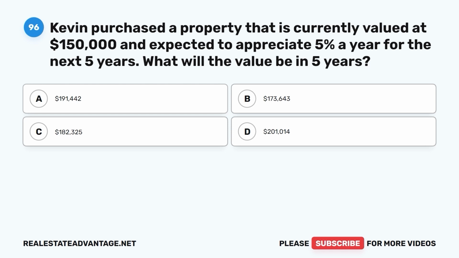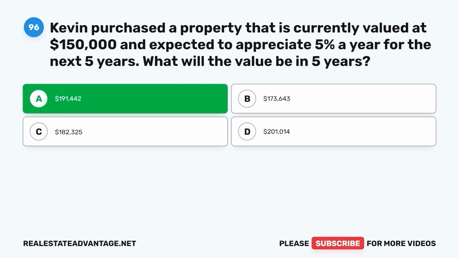Question 96. Kevin purchased a property that is currently valued at $150,000 and expected to appreciate 5% a year for the next 5 years. What will the value be in 5 years? A. $191,442. B. $173,643. C. $182,325. D. $201,014. The correct answer is A.